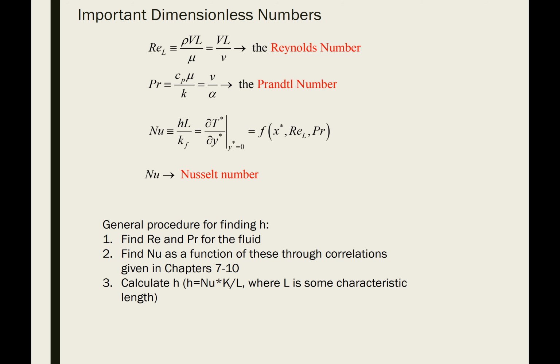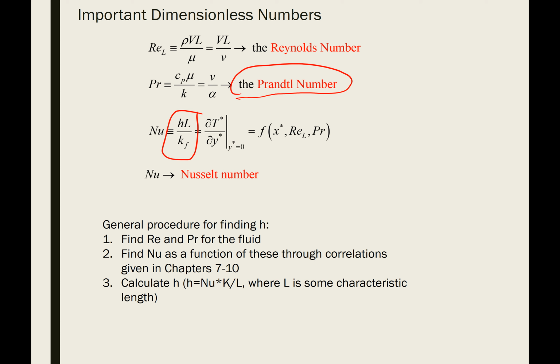We're also going to be talking about something called the Prandtl number, which is more a characteristic of the fluid, and it has something to do with the viscosity relative to the thermal diffusivity. So the Prandtl number is basically the ratio of the momentum diffusivity to the thermal diffusivity. We are also going to talk about something called the Nusselt number, which is going to be defined as hL over k.